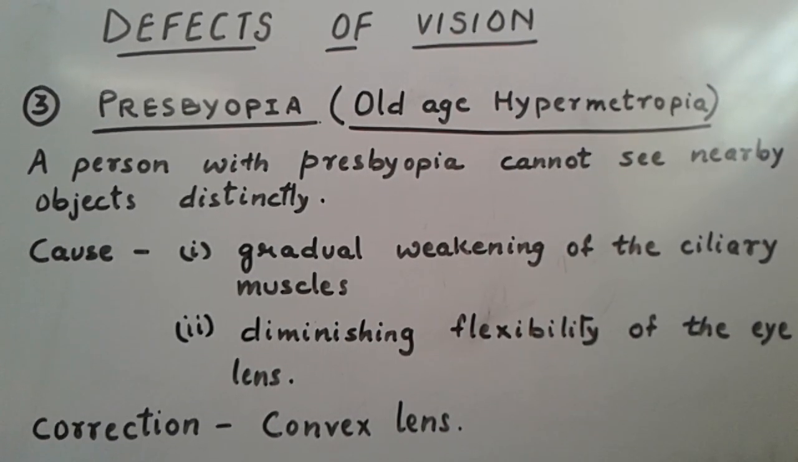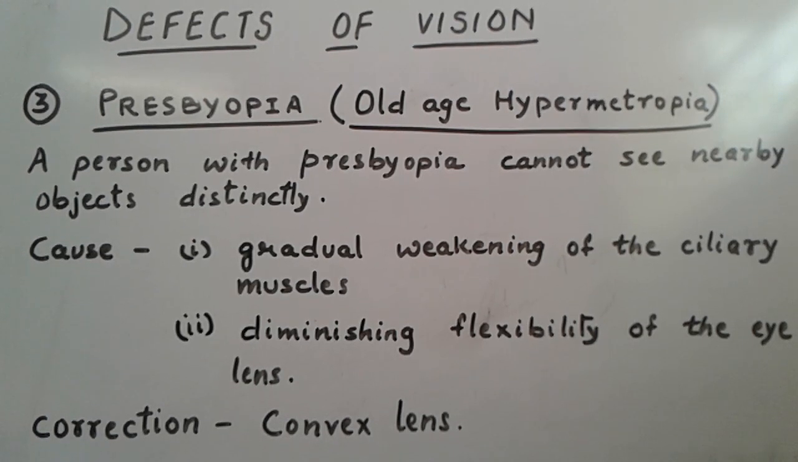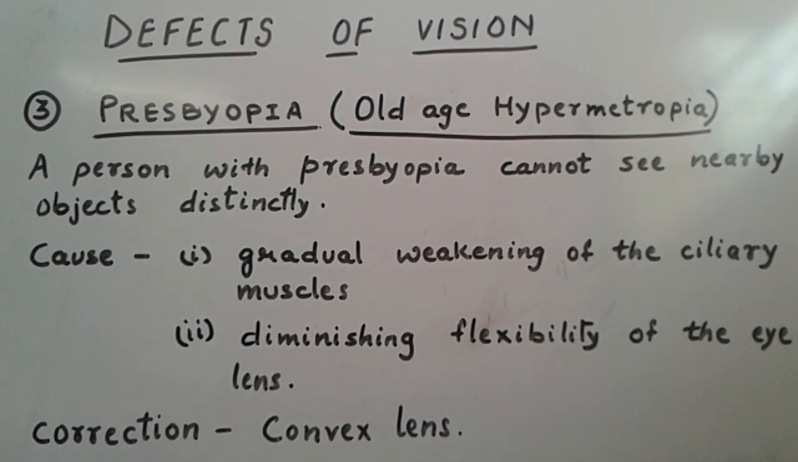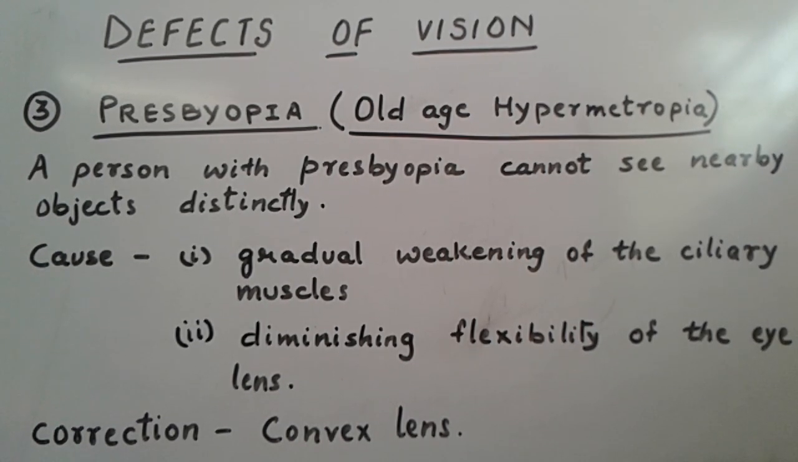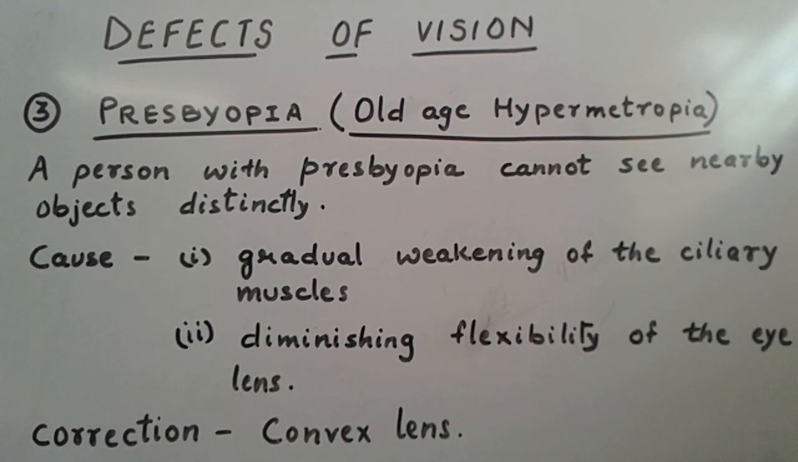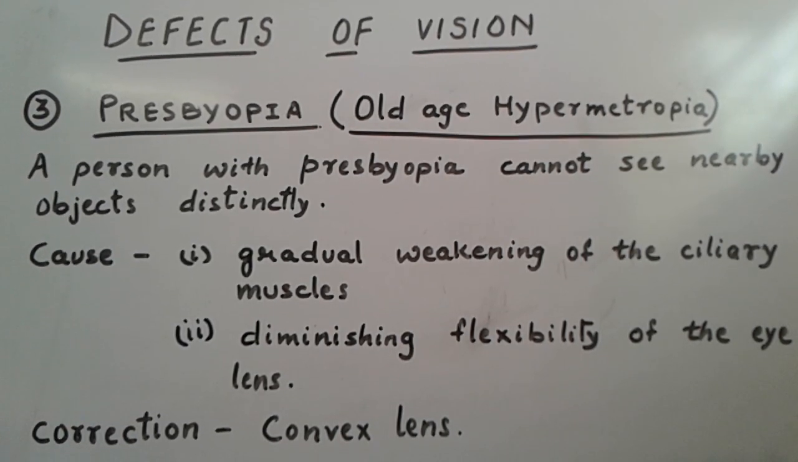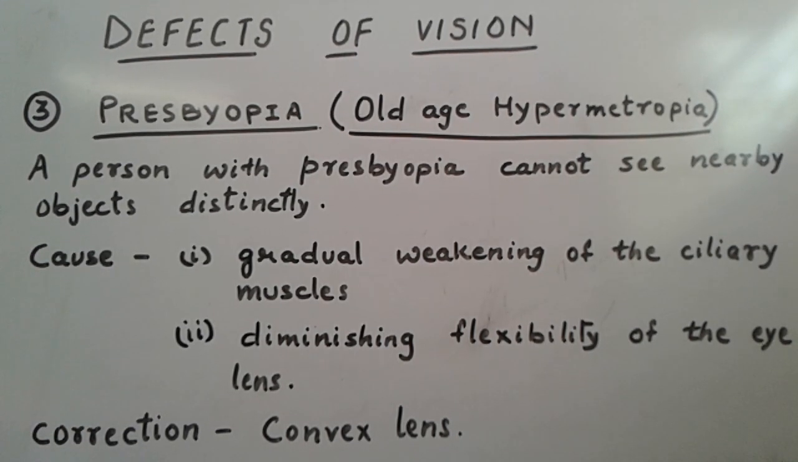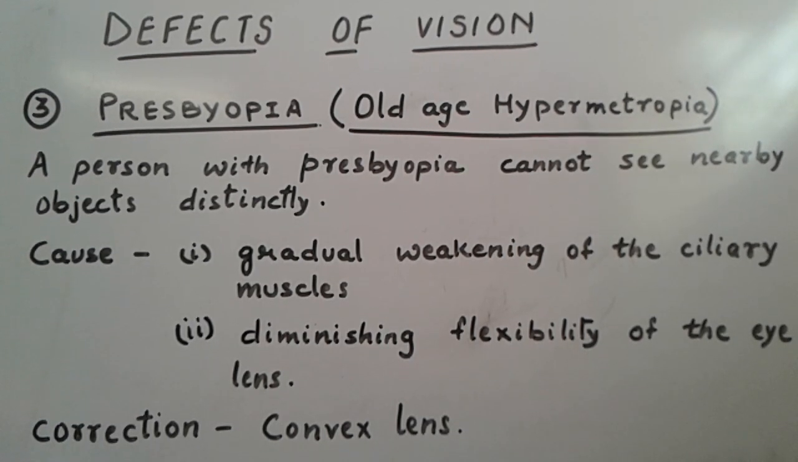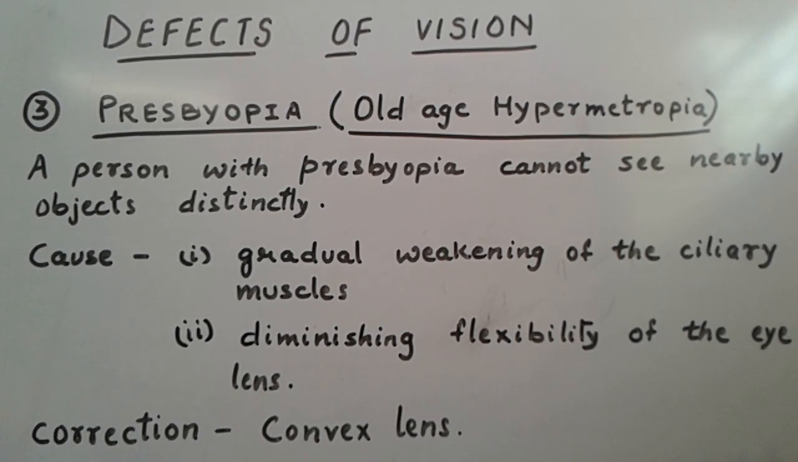So a person with presbyopia cannot see near objects distinctly, and the cause of it is the gradual weakening of the ciliary muscles that happens with age. The ciliary muscles, like the other muscles, also become weak. And the second is diminishing flexibility of the eye lens. The eye lens is very flexible because to see near objects and far objects, when the ciliary muscle contracts or relaxes, the eye lens, because of its flexibility, is able to change shape, becoming thick or thin. But with age, this flexibility reduces, and because of which presbyopia is likely to happen.